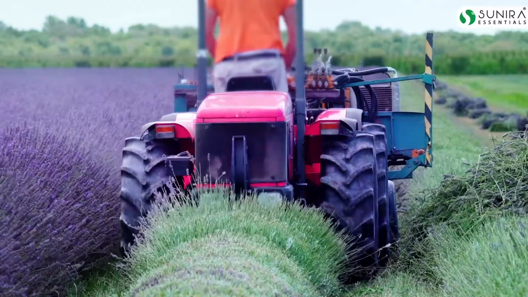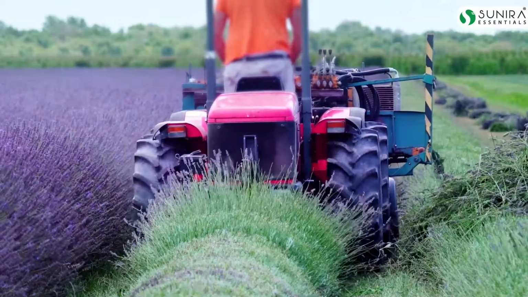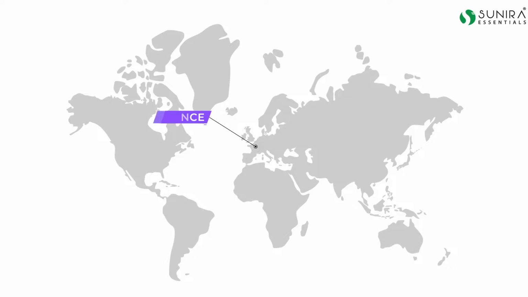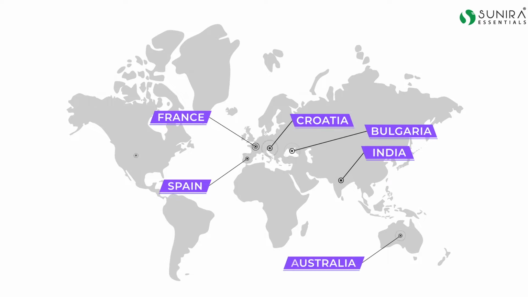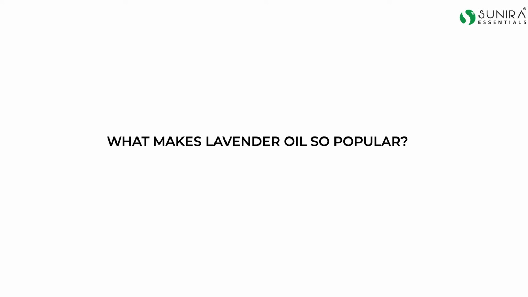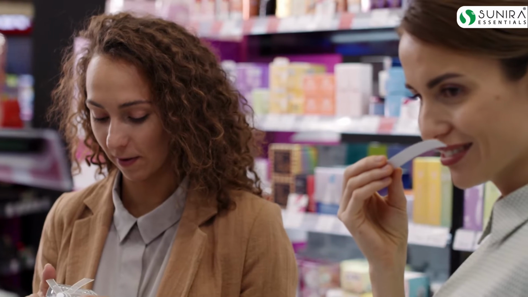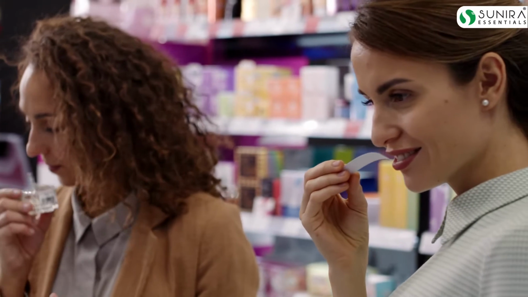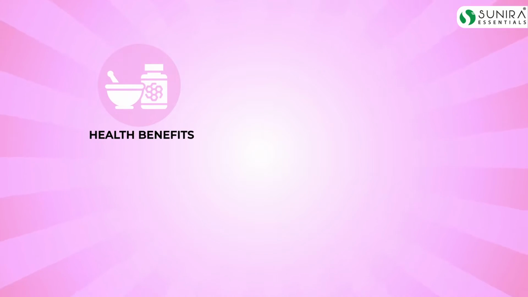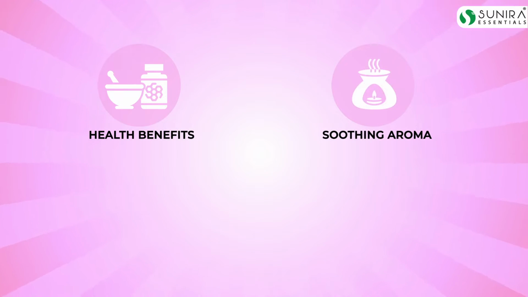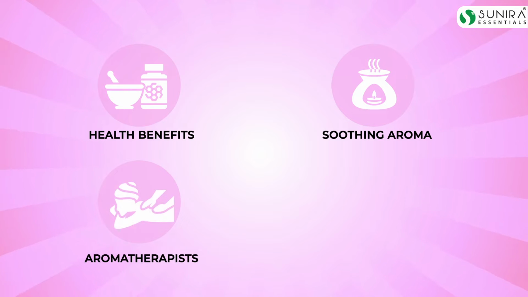Today, lavender is grown and distilled all around the world, including in countries like France, Spain, Croatia, India, Bulgaria, Australia, and the United States of America. Now, let's find out what makes lavender oil the most popular essential oil in the world. The popularity of lavender oil is mainly because of the countless number of health benefits that it brings to our day-to-day lives. And because of its soothing aroma, lavender oil is the most widely used essential oil amongst aromatherapists.